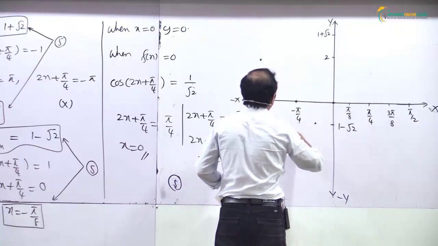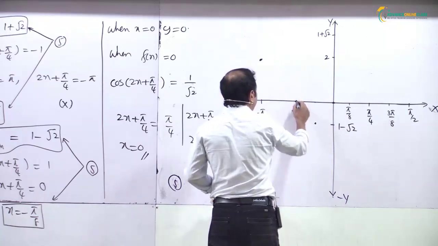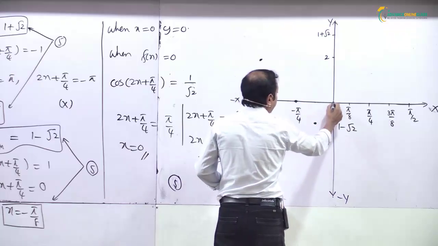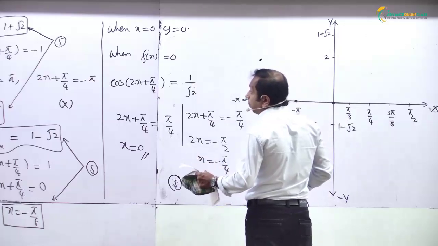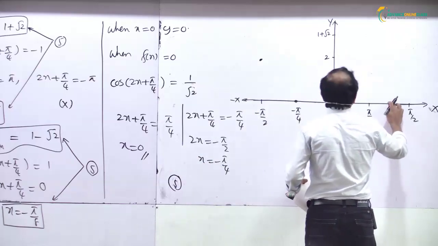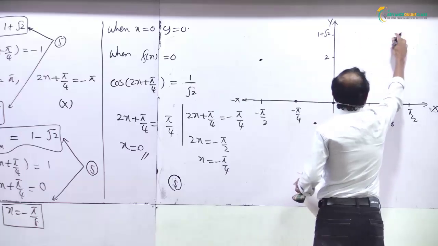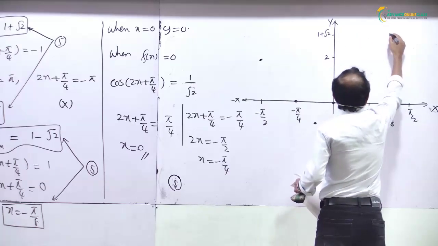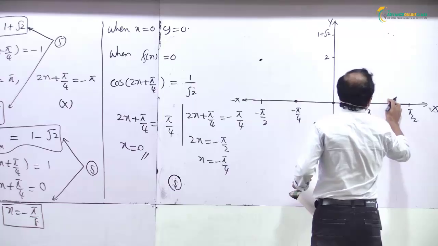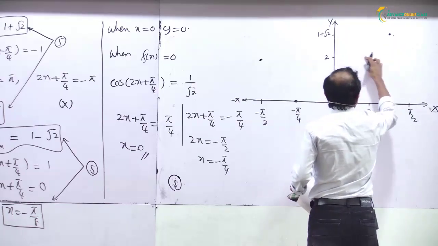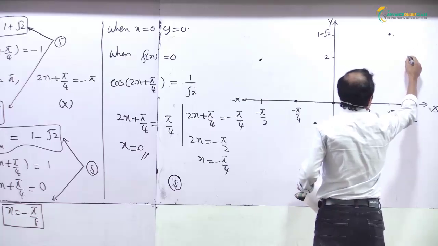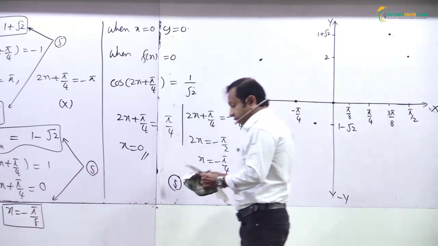Passing through the origin. This point, this point, this point, passing through the origin. Maximum happens when 3 pi by 8, no? Yes. 3 pi by 8 is this, here. And at pi by 2, it's 2. Right. Now we can sketch the graph.